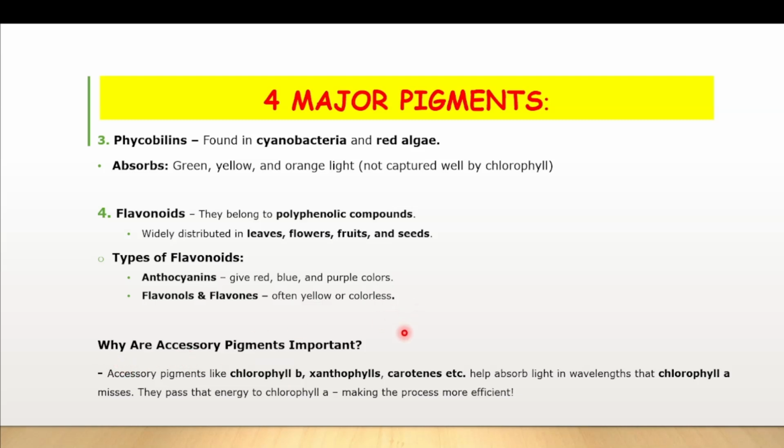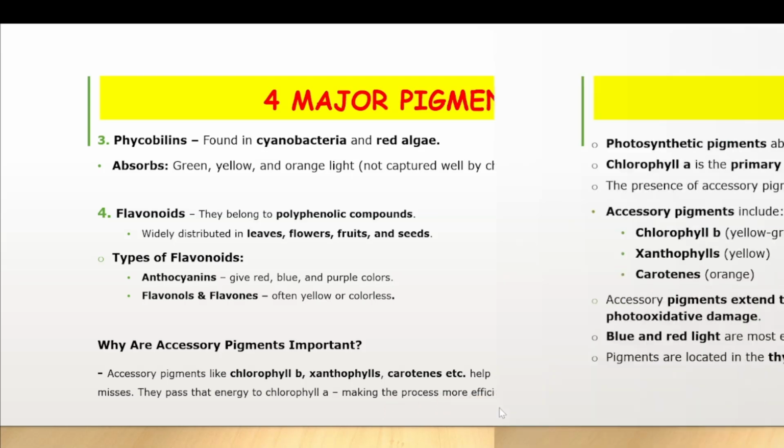Now, the question is, why are accessory pigments important? The answer is, accessory pigments like chlorophyll B, xanthophylls, carotenes, etc. help absorb light in wavelengths that chlorophyll misses. They pass that energy to chlorophyll A, making the process more efficient.